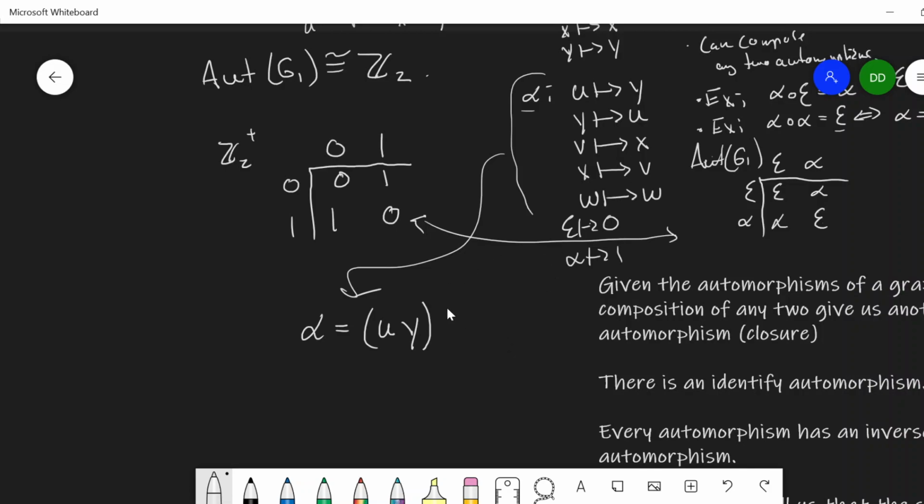And now we have V gets sent to X and X gets sent to V. Now, one thing you can do for this cycle notation is you can, if you want, put W by itself to say W gets sent to W, but oftentimes this is left out, and you only picture 2 cycles or above. So this is another way to express alpha.